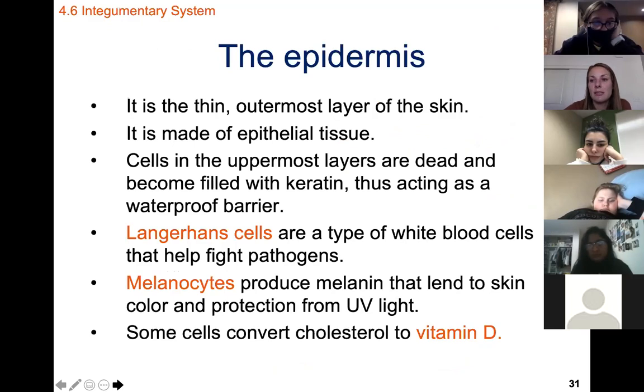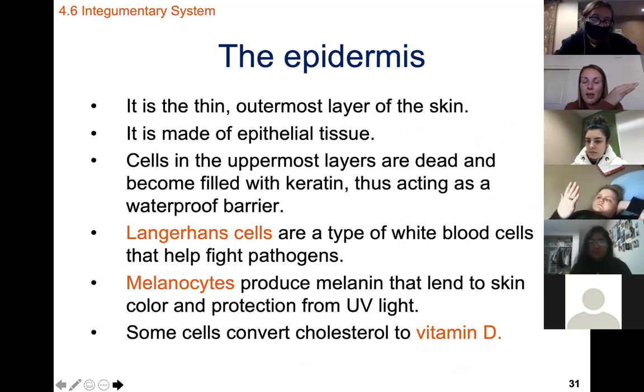The epidermis is that top layer. It's thin, the outermost layer of the skin. It's what you can see on your hand right now. And yes, the myth is true. All of this skin on my hand is actually dead skin cells.